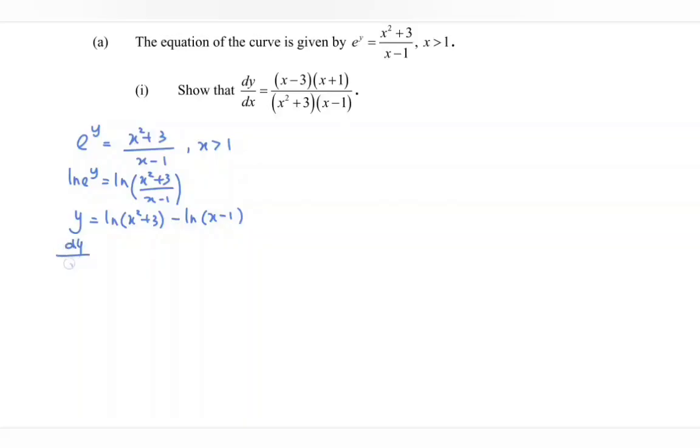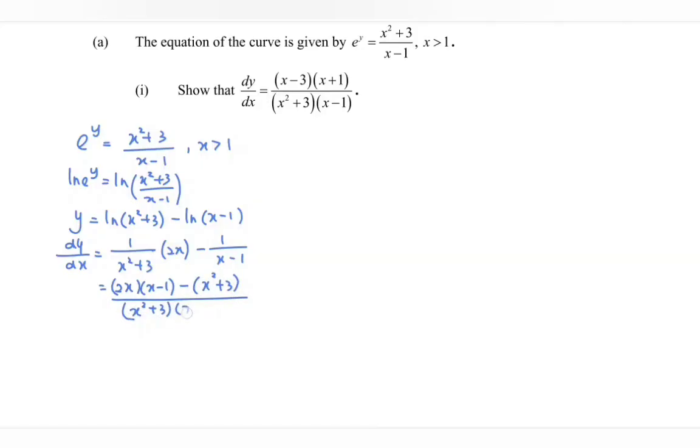So differentiate the equation. Then we will have 1 over (x squared plus 3) times 2x, minus 1 over (x minus 1). Next is to equate the denominator. So in here we have 2x multiplied by (x minus 1), minus (x squared plus 3), over (x squared plus 3) multiplied by (x minus 1). So in here we have 2x squared minus 2x, and then minus x squared minus 3, over (x squared plus 3)(x minus 1).